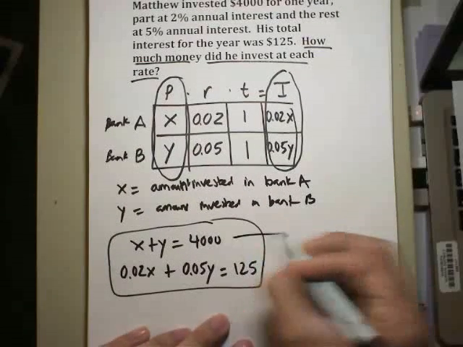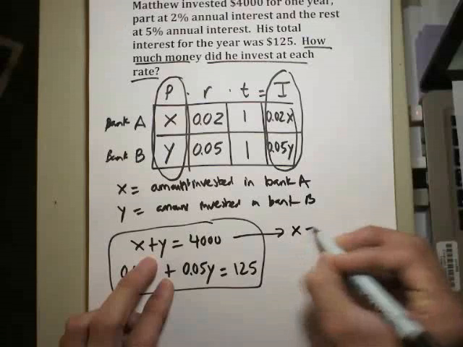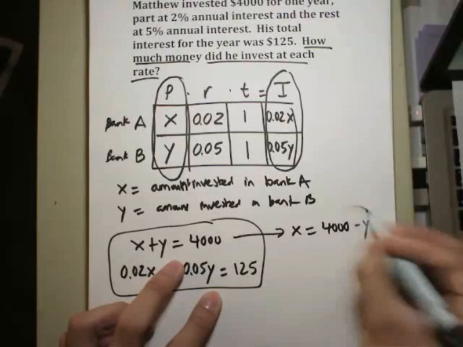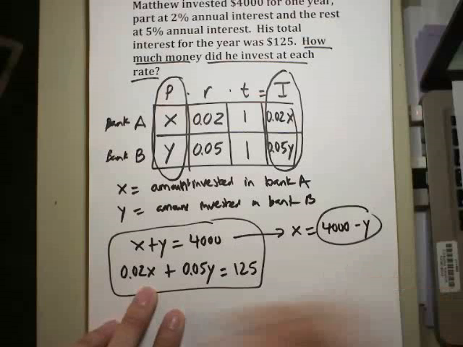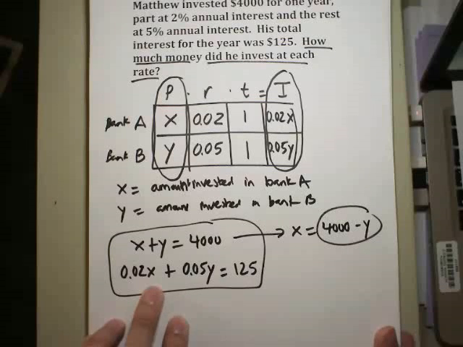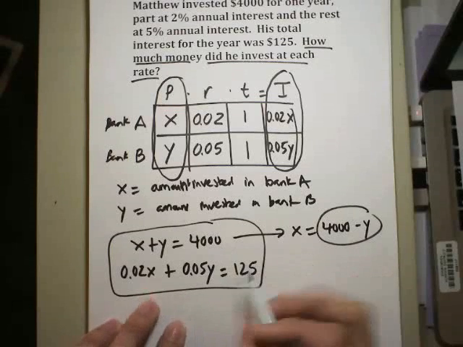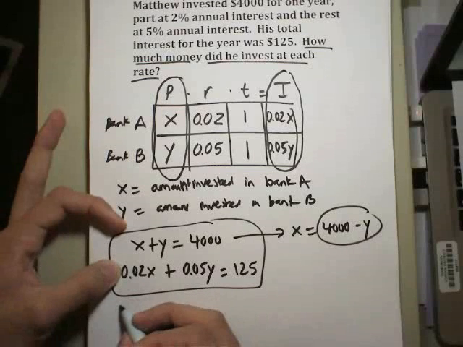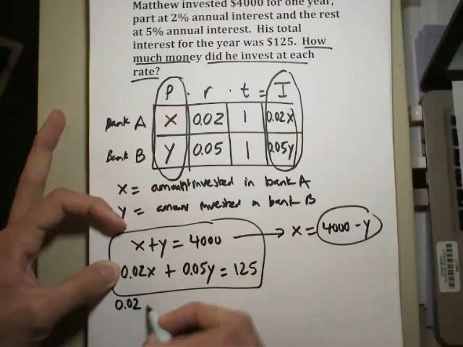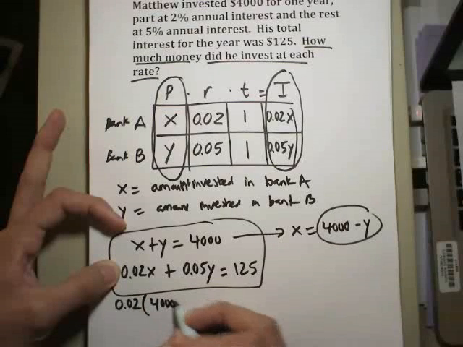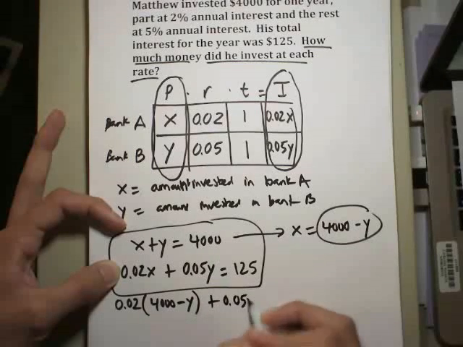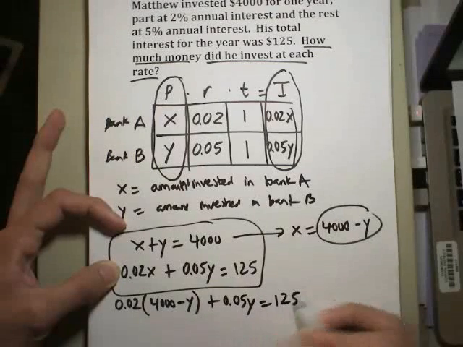So let's say I want to solve for x here, so I subtract the y over. So x equals 4,000 minus y. So whatever x is, I just go ahead and substitute it into my x. Okay, now let's do a quick substitution here. I will have 0.02 times 4,000 minus y plus 0.05y equals 125.